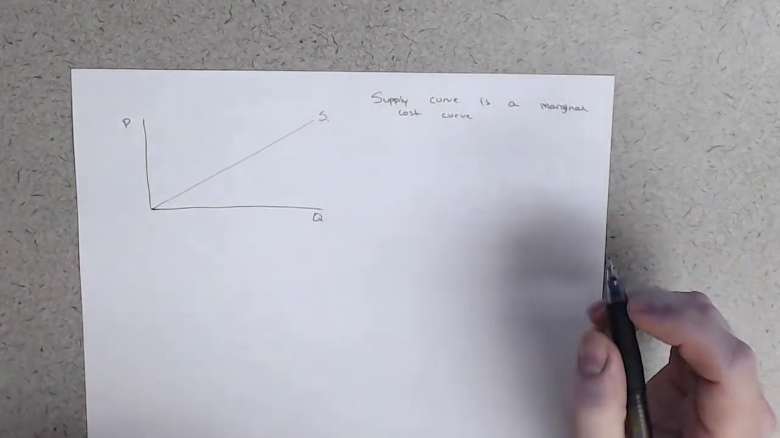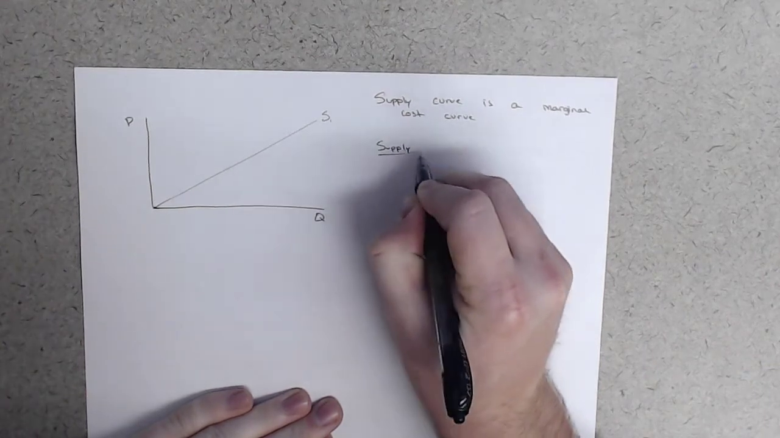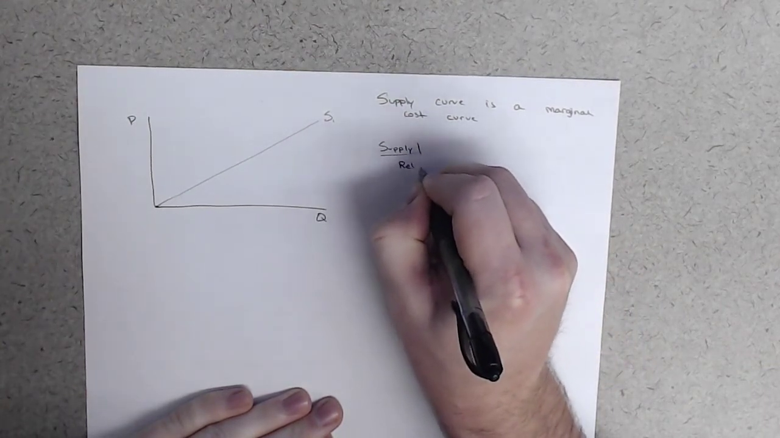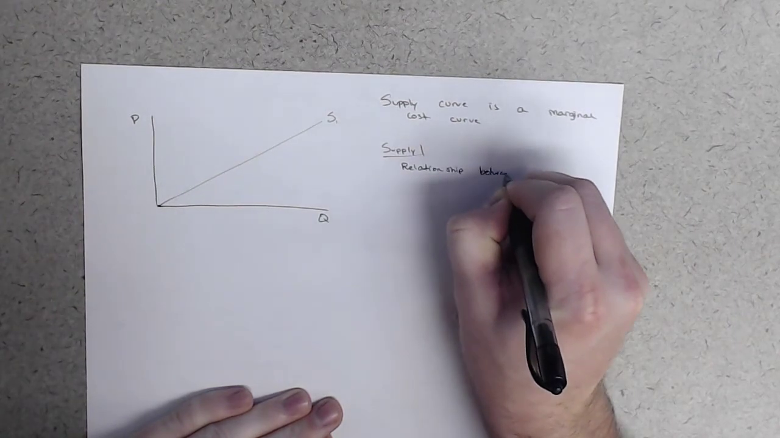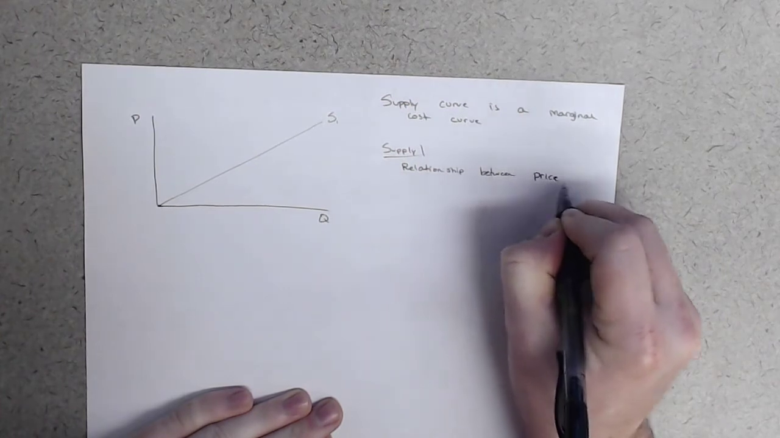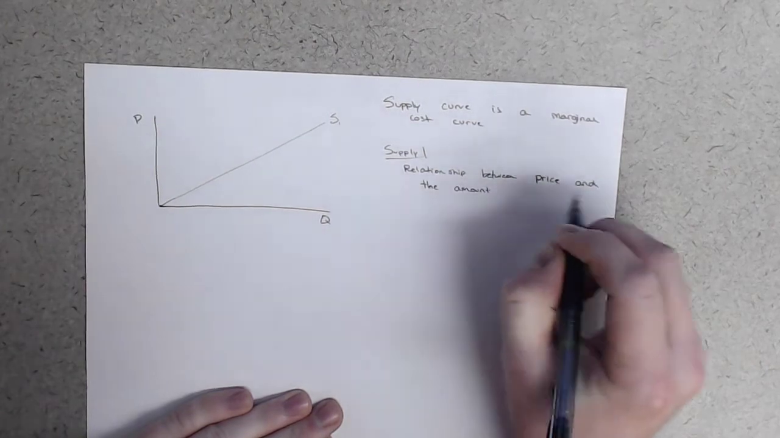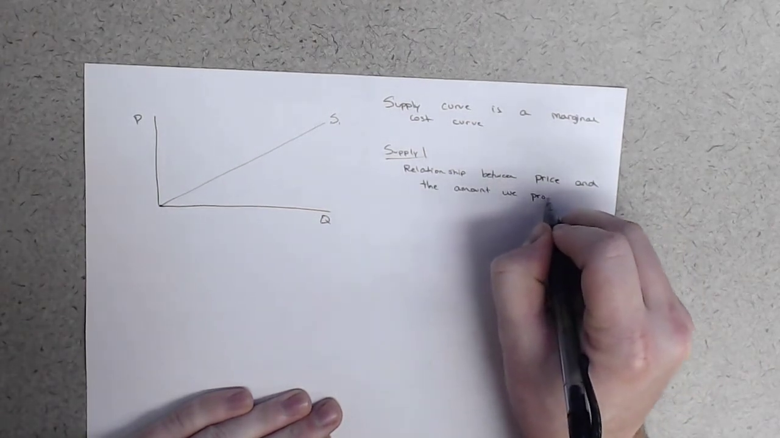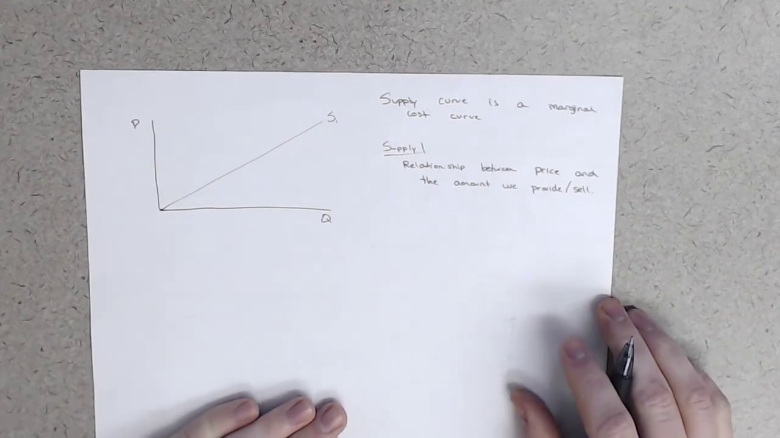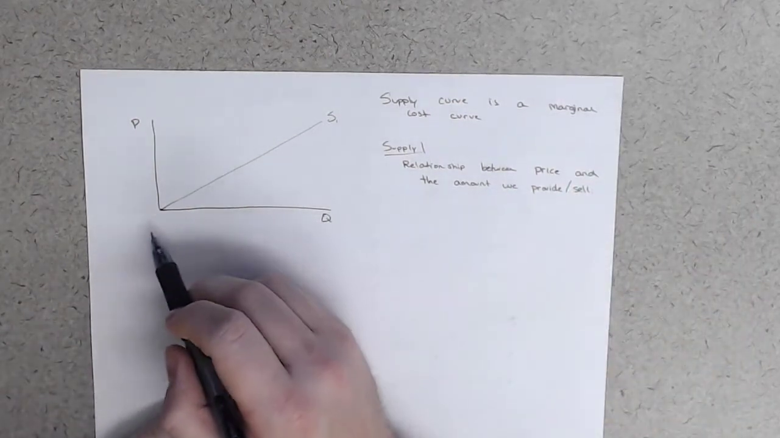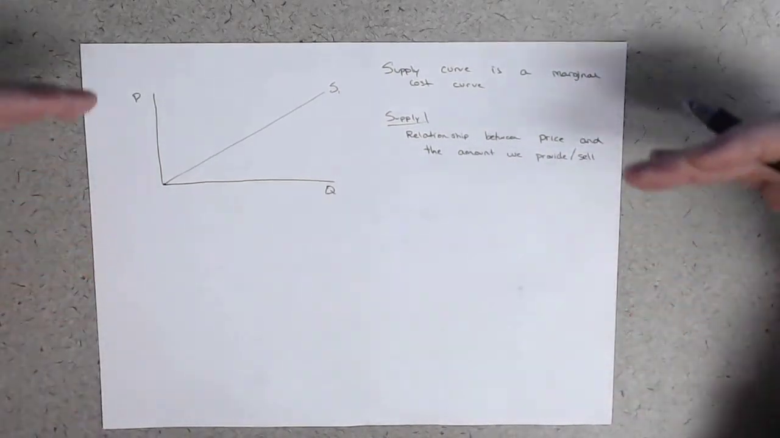And what this is saying, right? Supply at its base level is basically a relationship between price and the amount we provide or sell, right? And what this is saying is that at a higher price, producers are willing to provide more.